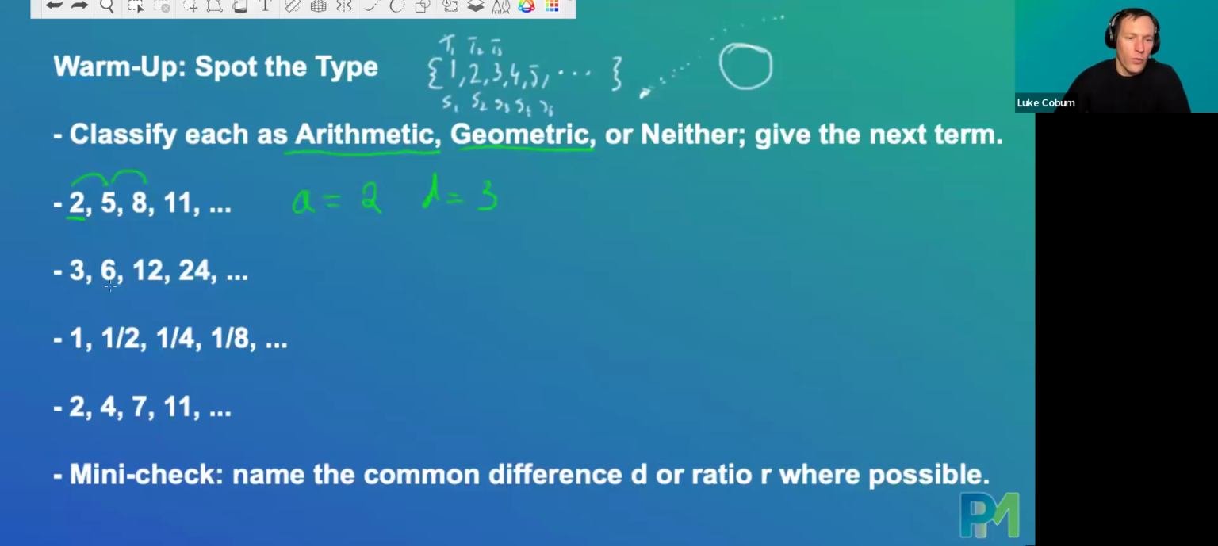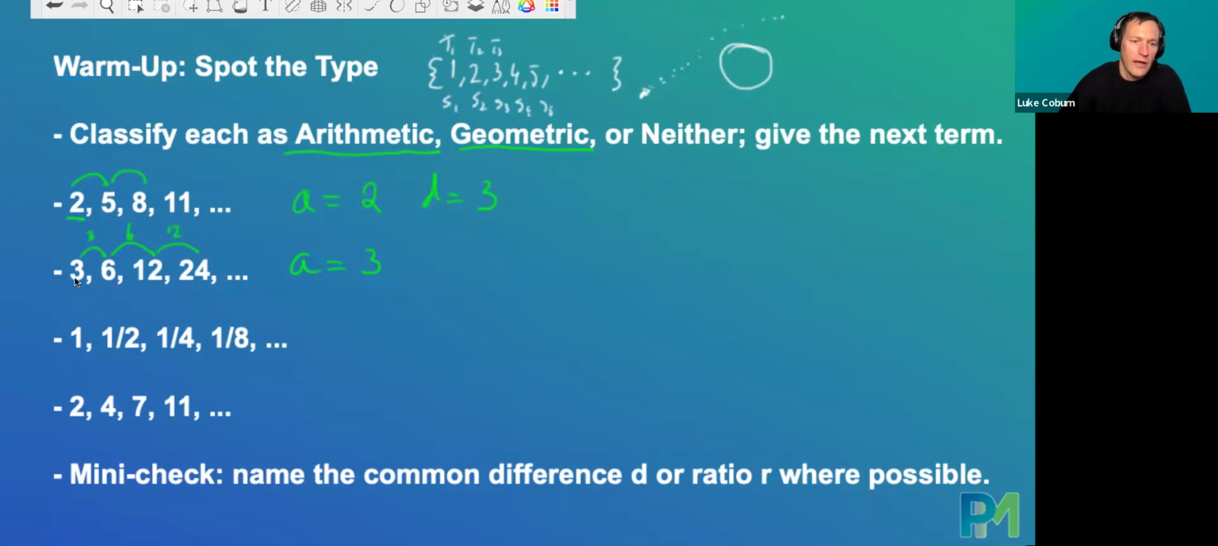Okay, so have a look at the second one, right? So the starting number is 3, and the gap here is 3. And then we look at the next number, and the gap here is 6. And we have a look at the next one, and the gap here is 12. So it's not staying the same if we're adding, but what if we were multiplying?